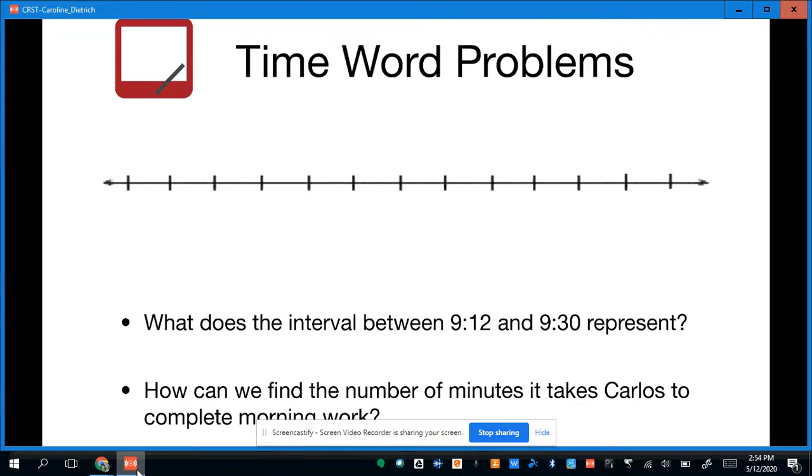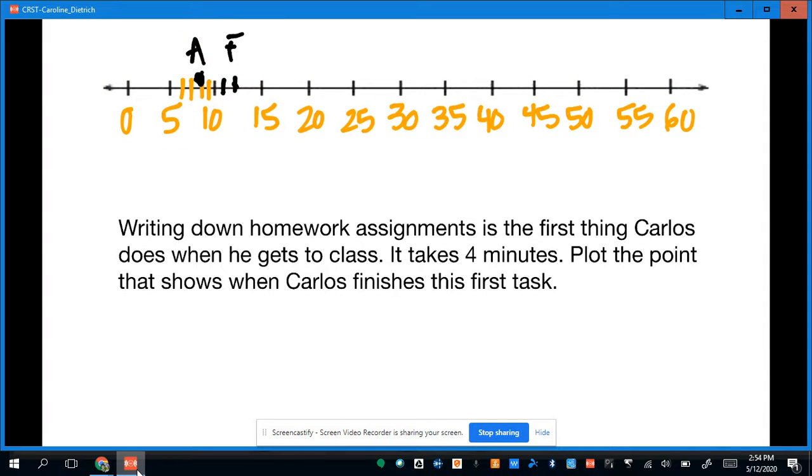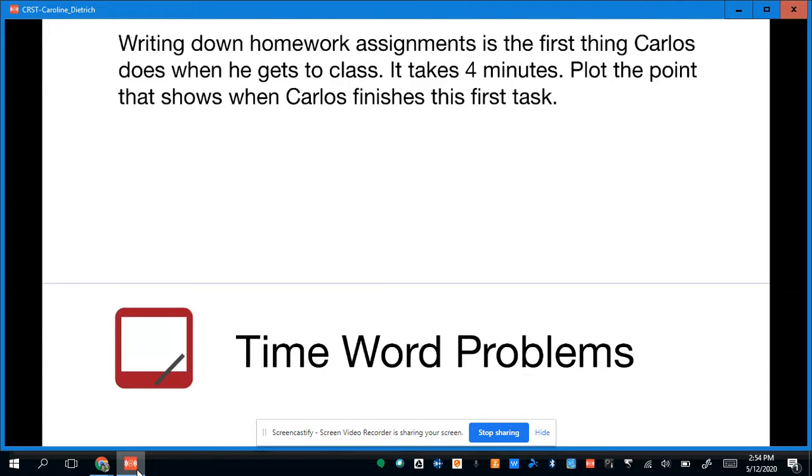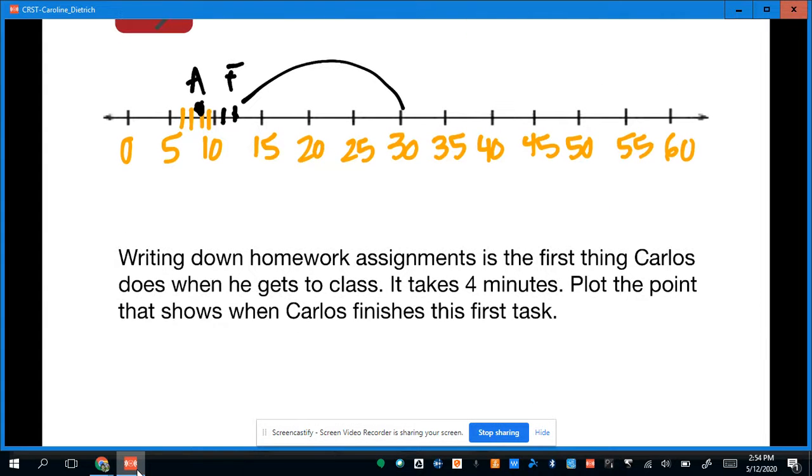Okay, what does the interval between 9:12 and 9:30 represent? Well, he wrote his homework assignments down and now he has to do his morning work. So this is the time that he can do his morning work. How can we find the number of minutes it takes Carlos to complete morning work? Well, I need to find the difference between 9:12 and 9:30.